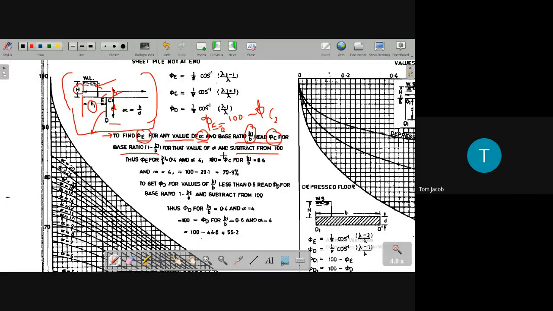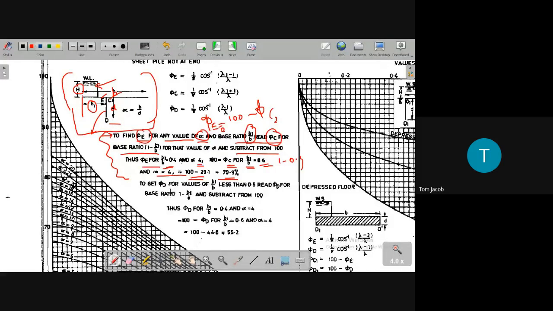An example for phi E: for B1 by B equals 0.4 and alpha equal to 4, take B1 by B equal to 0.6, that's equal to 1 minus 0.4, and alpha equal to 4. And you will be getting the value 100 minus 29.1, that's equal to 70.9. Okay, this is the example.